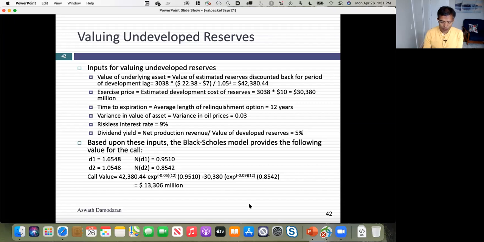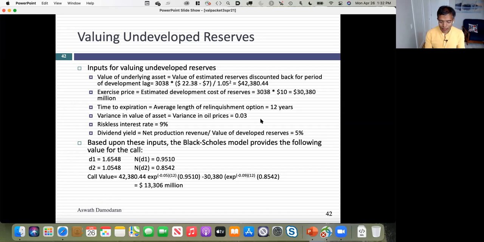But here's the magic of options. If I value these undeveloped reserves as an option, the value that I get with the Black-Scholes model is 13.3 billion. Remember what the DCF value was? It was 12 billion. You're saying, where's the extra 1.3 billion coming from? It's magical.